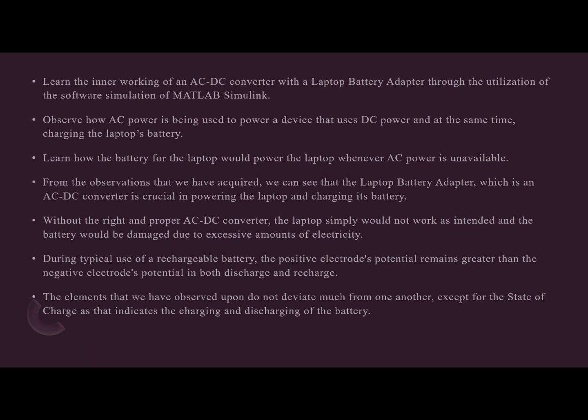During typical use of a rechargeable battery, the positive electrode's potential remains greater than the negative electrode's potential in both the discharge and recharge. During the discharge charge cycle, however, the role of each electrode is shifted. When discharging, the positive is a cathode, whereas the negative is an anode. When charging, the positive is an anode and the negative is a cathode.